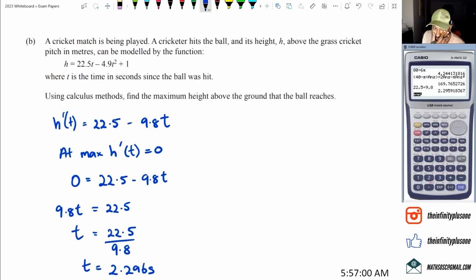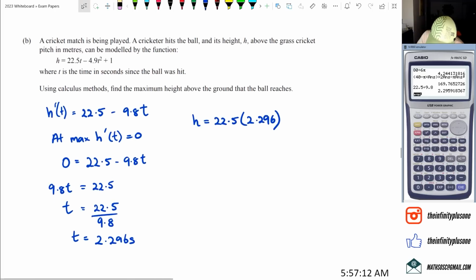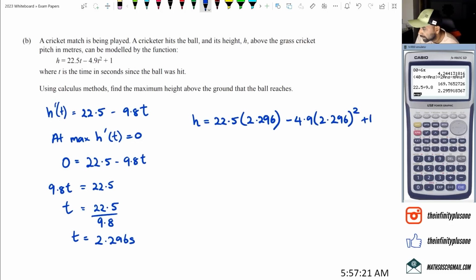So remember, this question is actually asking us to find the maximum height. So we need to go back to the original equation and substitute it in. So 22.5 times 2.296 minus 4.9 times 2.296 squared plus 1. I'm going to use the answer function again. So 22.5 times answer minus 4.9 times answer squared plus 1 gives me 26.83 meters.